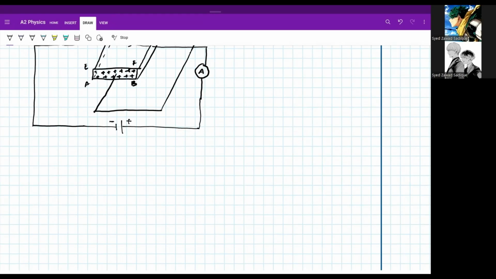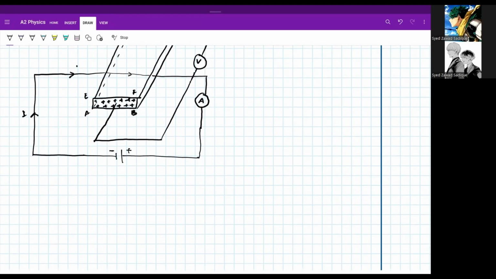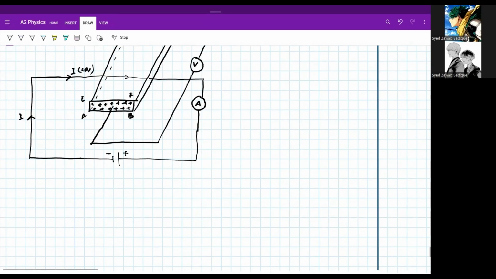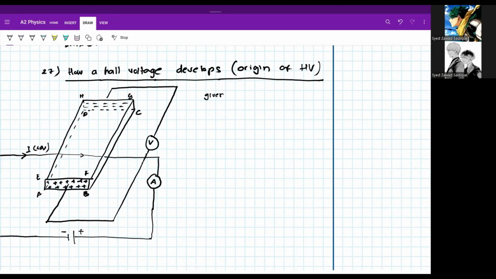Okay, there's a current flowing in this direction, current flowing in this direction, and so on. So this is positive charge, conventional basically. Now, things that we will be given are current. Current flows from ADHE to PCGF.